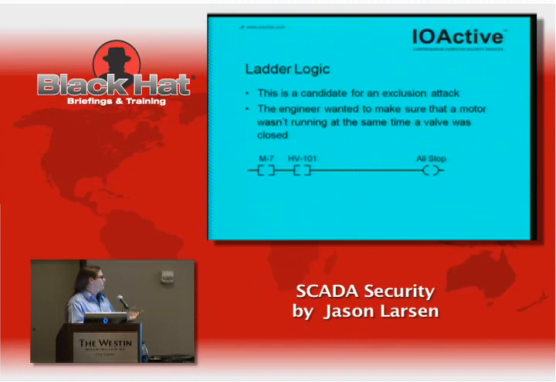So the ladder logic here says that if the motor is on and the valve is open, then stop. We don't want to run this process anymore. It goes to the master stop. So probably this is a candidate for an exclusion attack. If we have control of this process, then the obvious thing to do is to force the points high using the debug calls and turn the motor and the valve on at the same time.